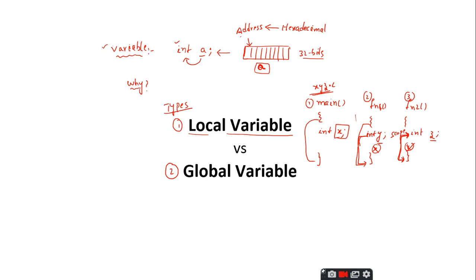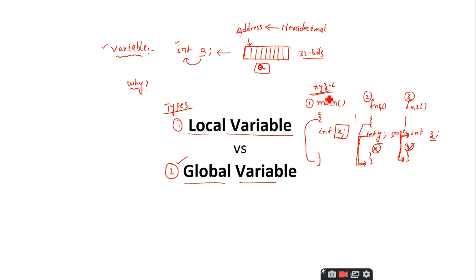And coming to the second category of variable, that is the global variable. A global variable is a variable that is declared outside of all the functions. It is not related to a particular function. You declare it outside of all the functions, and these global variables can be accessed by any function within the program.